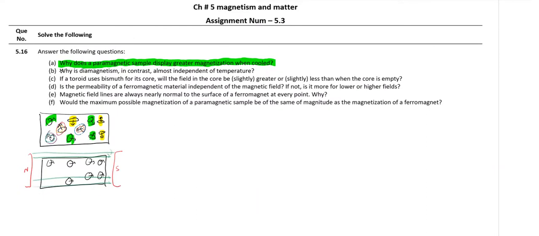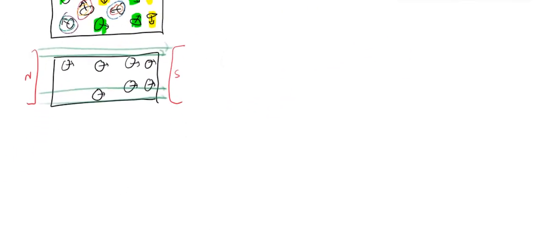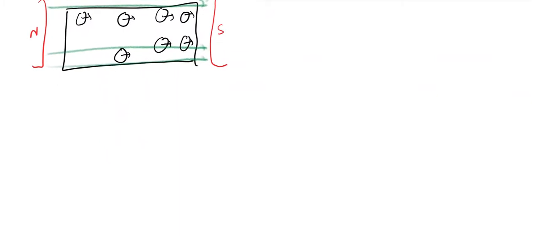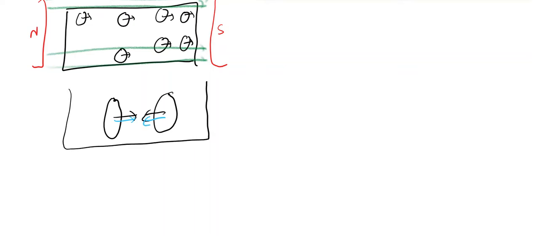Second one, why is diamagnetism in contrast almost independent of temperature? Now here again, what is a diamagnetic substance? A diamagnetic substance is one in which this kind of situation prevails. Inside the atom, if one electron has a dipole moment in this direction, the other has a dipole moment in the opposite direction. So what is the net dipole moment of a diamagnetic substance? Zero. But this is in the absence of an external magnetic field.